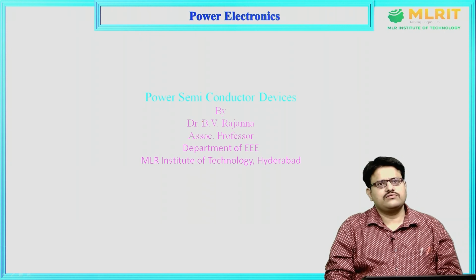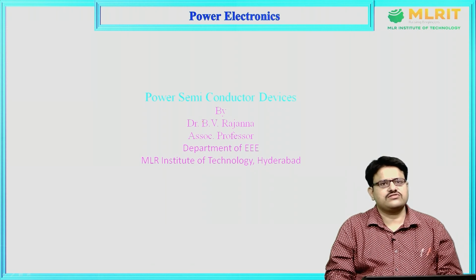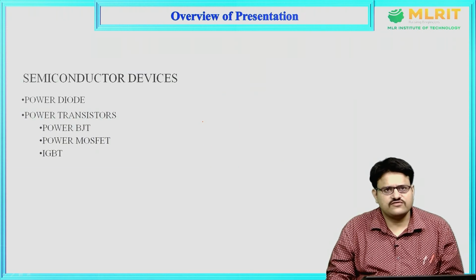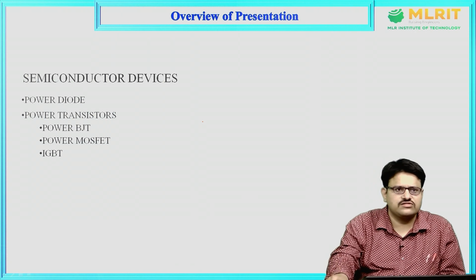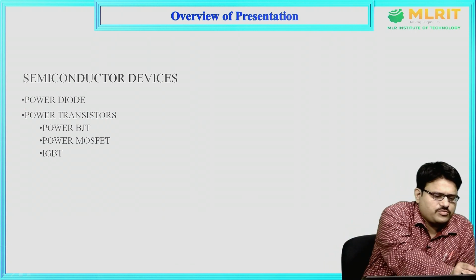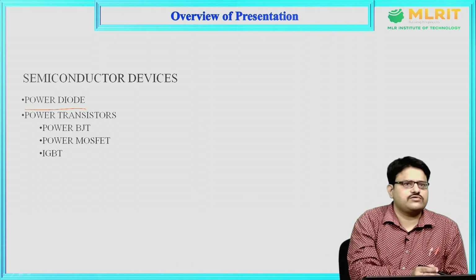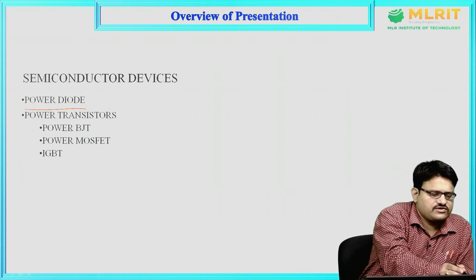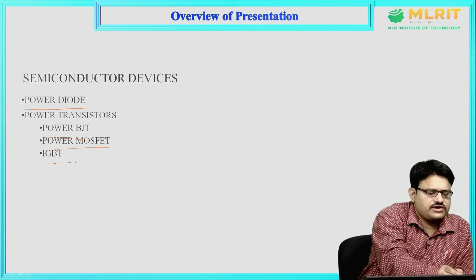Today I am going to deal with the subject power electronics and power semiconductor devices. My overview of the presentation today is semiconductor devices. First I will discuss the power diode, and next I will discuss power transistors: power BJT, power MOSFET and IGBT.